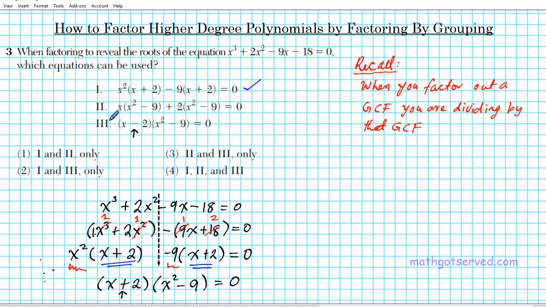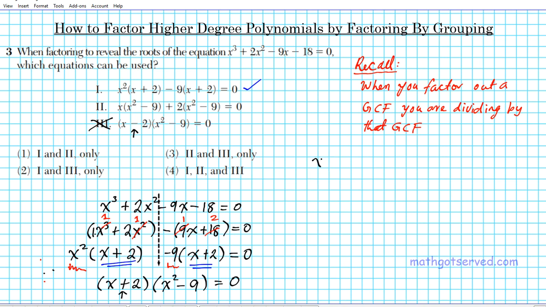So that automatically tells us that option 3 is not an equation that can be used. If you take a look at option 2, what happened is that the middle terms were interchanged before factoring by grouping. Okay? It doesn't change the factored form, the final factored form. It just reverses the product of the quantities. So let's go ahead and do that.